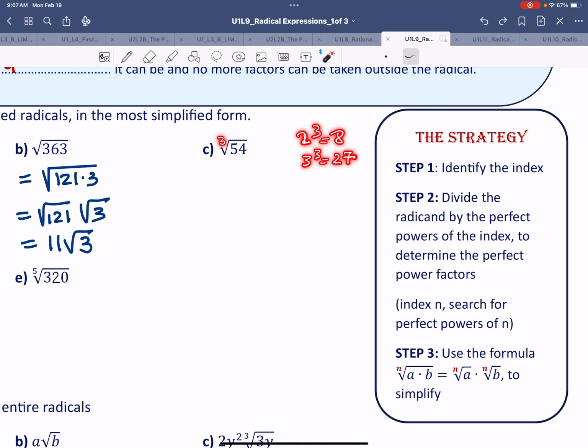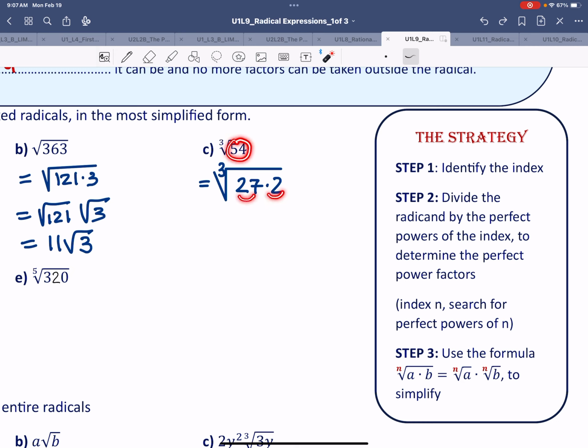With small numbers, you cannot go above, let's say, 54. 4 to the power of 3 is 64. You don't need to go over this number, because it is bigger than the radicand. We're looking for a factor of the radicand, which means a smaller number than the radicand. So we'll rewrite this as the third root of 27 times 2.